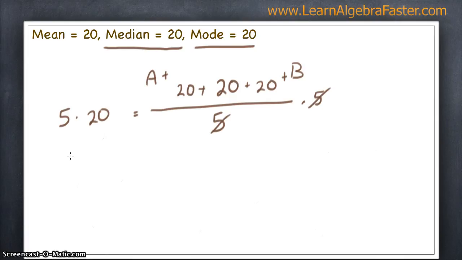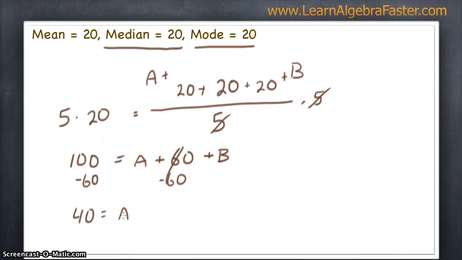That eliminates the 5. 5 times 20 is 100. A plus 20 plus 20 plus 20 is 60, plus B. Okay, let's do another round of inverse operations. Get rid of the 60. 100 minus 60 is 40. And A plus B has to equal 40. So this is good because some combination of A plus B needs to equal 40, and that will satisfy the mean.